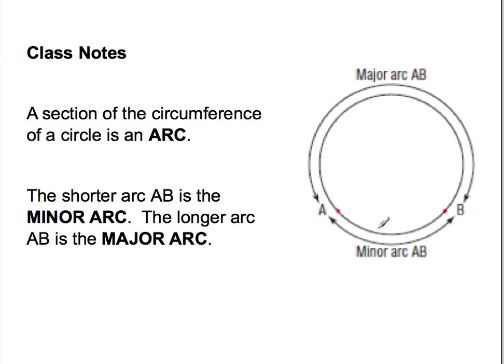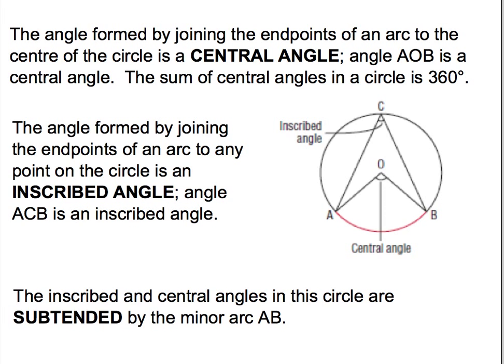Now notice there's always a short way around, and there's always a long way around. The short way around is called the minor arc, and the long way around is called a major arc. And we call the arc AB, minor arc AB, because it's the distance from A to B. And the longer distance around is the major arc AB. Okay, so now we're going to take this minor arc AB, and most of the time we're going to talk about the minor arc. We're going to talk a little bit about the major, but the majority of the time we're going to look at the minor arc.